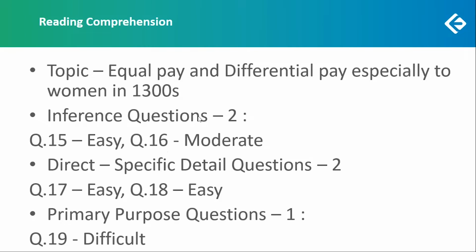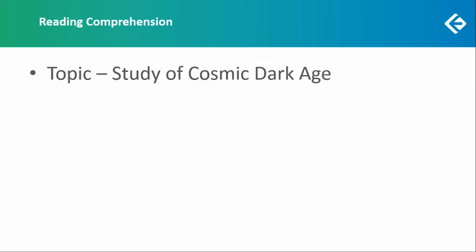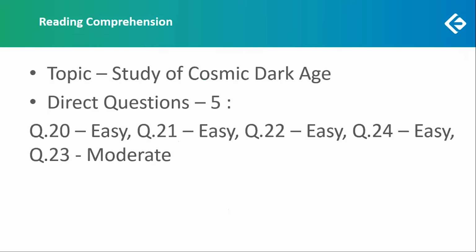The next passage that we have here is based on study of cosmic dark age. You had 5 questions and all 5 were direct questions, out of which we can say 4 were easy and 1 was moderate. So you should have at least gotten 4 right and 1 wrong, or 5 right. I would have backed myself to get all 5 right.